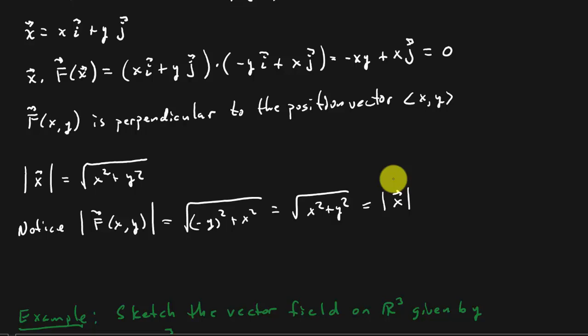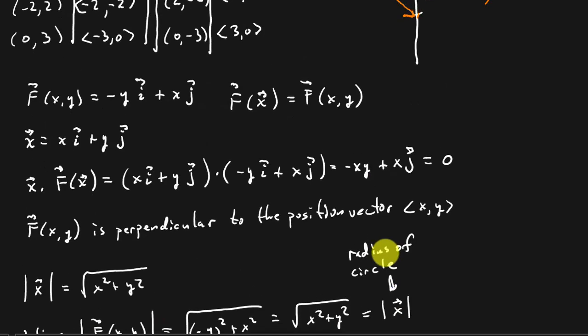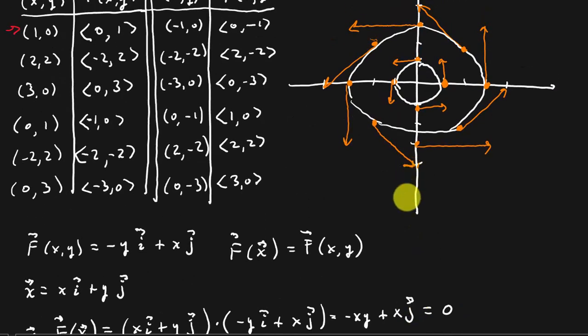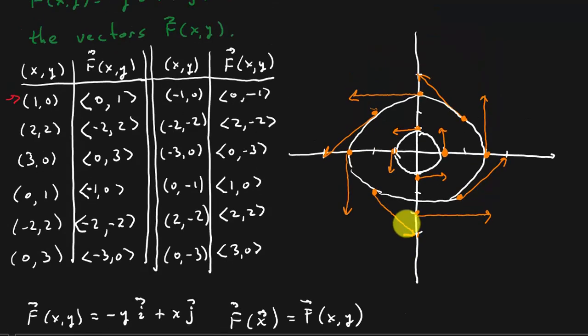And what is this? This is the radius of our circle. Okay? All right, so that's just kind of explaining this vector field here. And another thing, it's showing you how to plot a vector field.